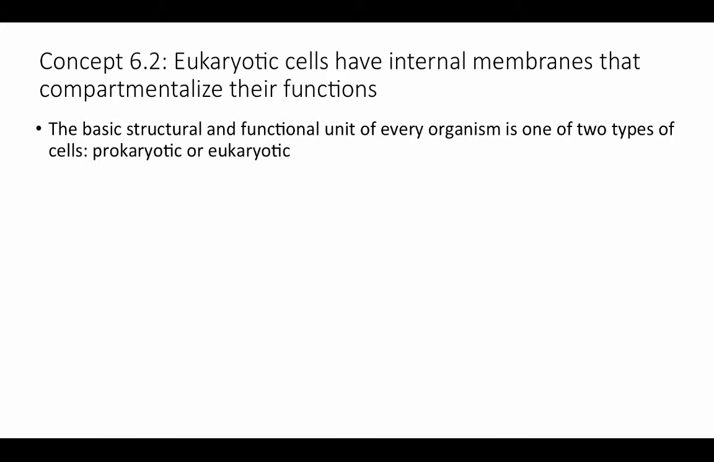So concept 6.2 in your book is eukaryotic cells have internal membranes that compartmentalize their functions. Before we focus so exclusively on eukaryotic cells, we'll talk a little bit about the differences between prokaryotic and eukaryotic cells. So the basic structural and functional unit of every organism is one of two types of cells, either prokaryotic or eukaryotic.